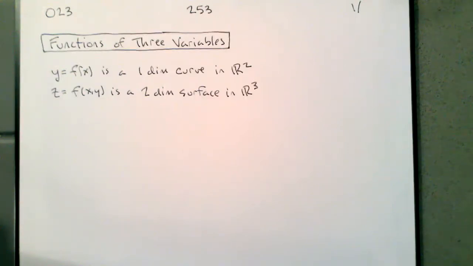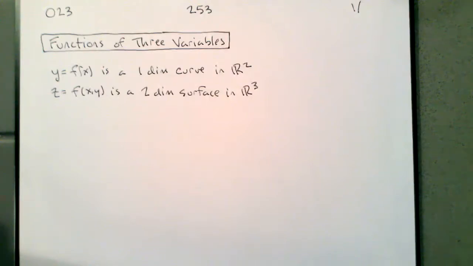We know that we spend a lot of time studying functions of 1 variable. When we have y equals f of x, we are thinking of a 1-dimensional curve in R2, 2-dimensional space. When we increase that by 1 dimension, we write z equals a function of x and y, and we end up with a 2-dimensional surface in R3. So we have a 1-dimensional curve in R2 for a function of 1 variable because we're only plugging 1 input in. And so for each input, we have a height above the x-axis.